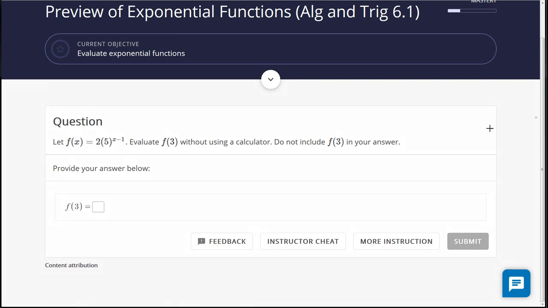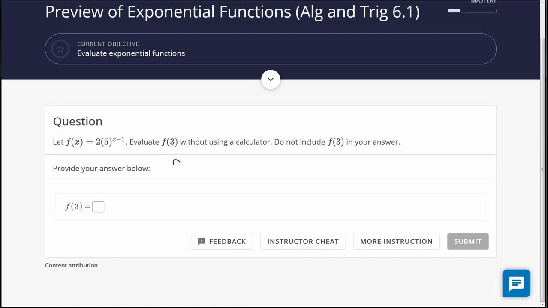Now let's try another one. This time we've got that f of x is equal to 2 times 5 to the x minus 1. Another exponential function, and we want to evaluate f of 3 without using a calculator. This is pretty much just like the last problem.